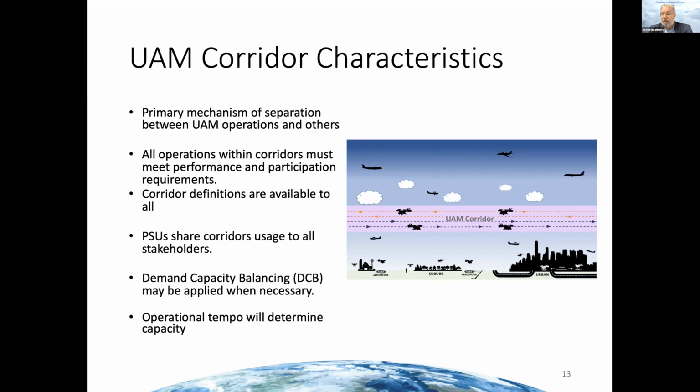If it doesn't, then the FAA will have to step in and apply mechanisms for demand capacity balancing. And for those of you who work with the FAA, you know how long it takes for us to build a system. My usual joke here is that if you think it takes 1 year, we take 7. We develop in reverse dog years here. So that's the way it goes. And the operational tempo will determine the capacity of the corridor. Next slide.